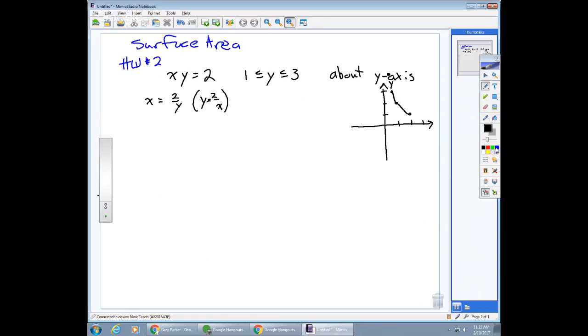And just note about this curve, it continues to climb up asymptotically toward the line x equals 0, and it's going to drop asymptotically toward the line y equals 0 over there. But we're just concerned about that black chunk in the middle, and we're going to revolve that about the y-axis.